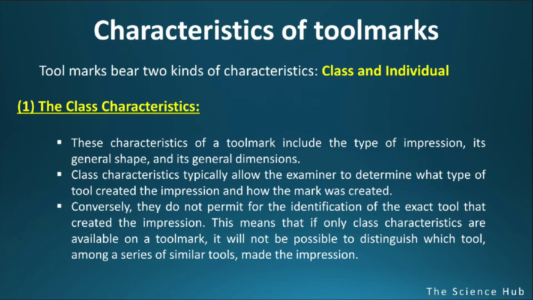But they do not permit the identification of the exact tool that was used to create that mark. This means that if only class characteristics are available on the tool mark, it will not be possible to distinguish which tool among a series of similar tools made the impression.